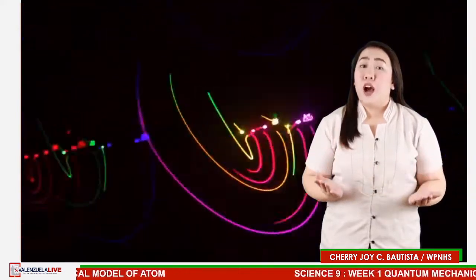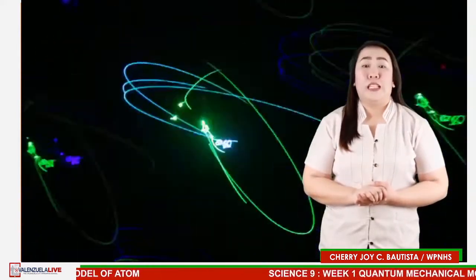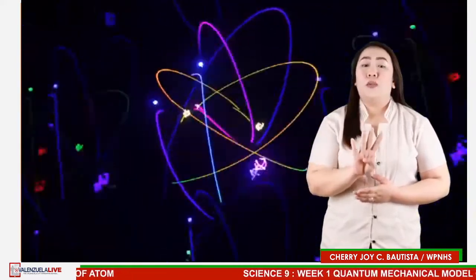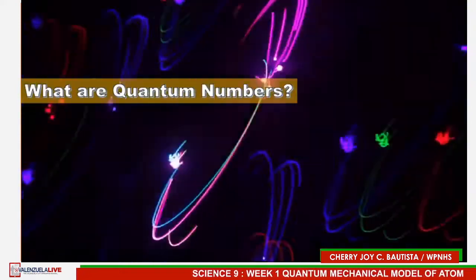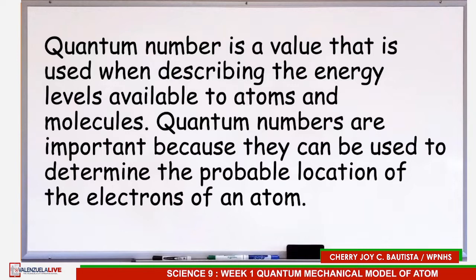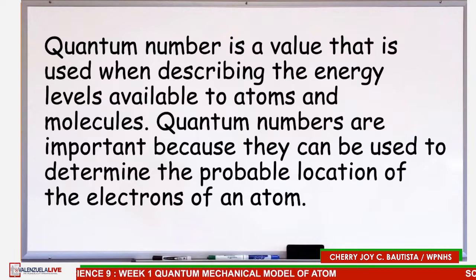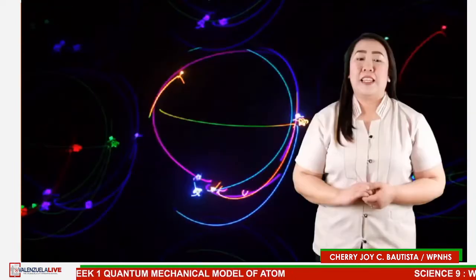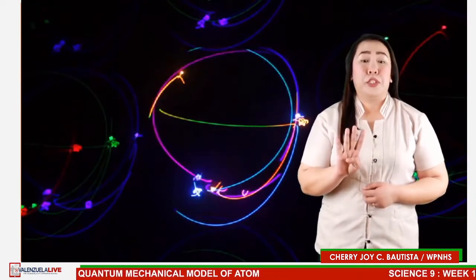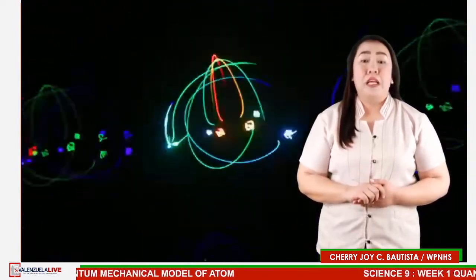But in order for us to completely describe an electron in an atom, 4 quantum numbers are needed. What are quantum numbers? A quantum number is a value that is used when describing the energy levels available to atoms and molecules. Quantum numbers are important because they can be used to determine the probable location of the electrons of an atom. A total of 4 quantum numbers are used to completely describe the movement of each electron in an atom.